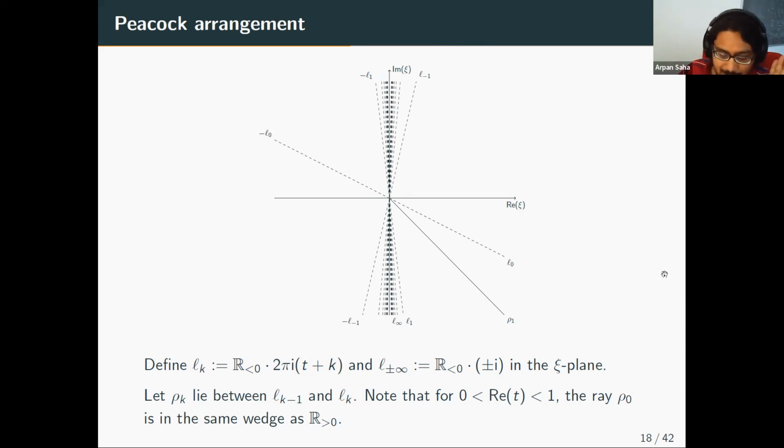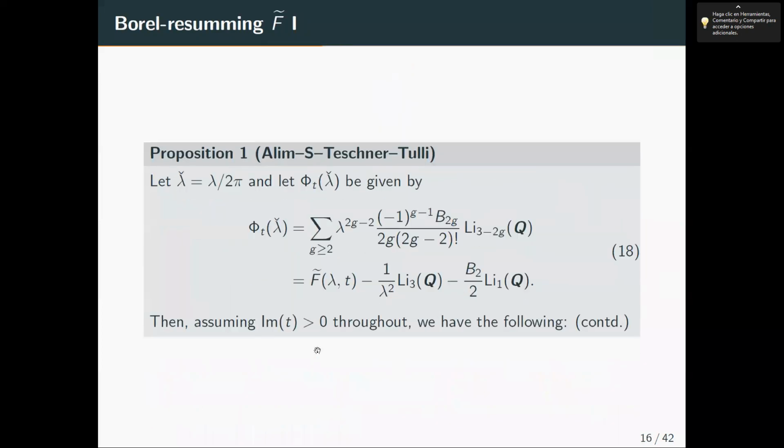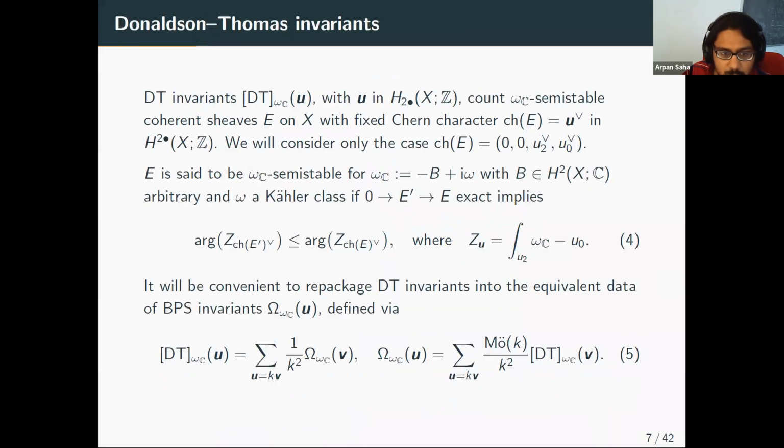Let me remind you that the imaginary part of t is positive because it's a Kähler parameter, right? You want a Kähler manifold. So the imaginary part of t is positive, and in order for a pole to be there on the imaginary axis, t would need to be a real number, but that is excluded. Why is that excluded? Let me see what the definition of t is.